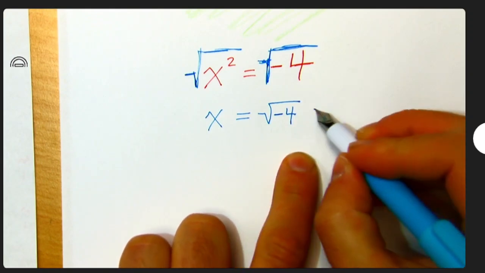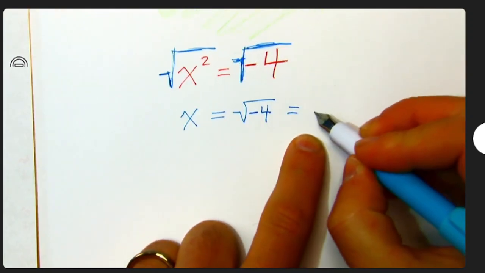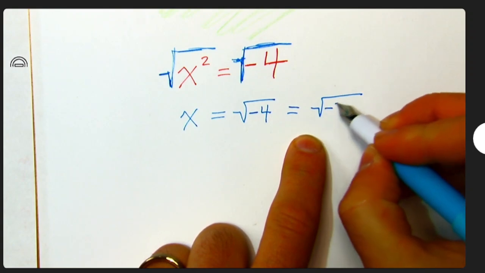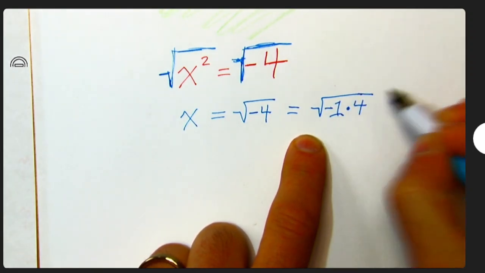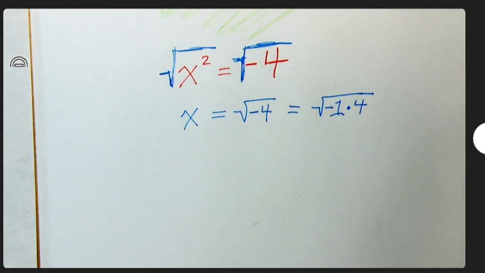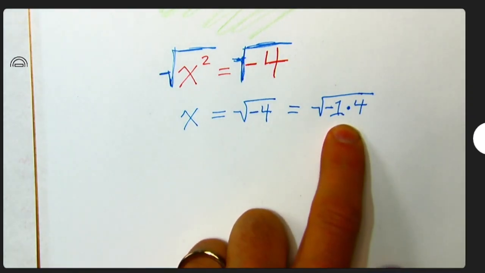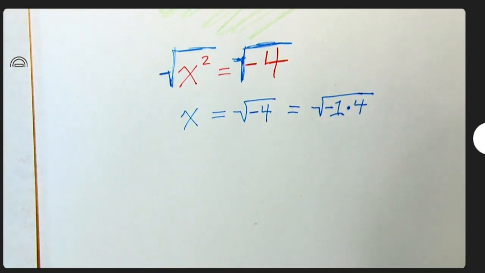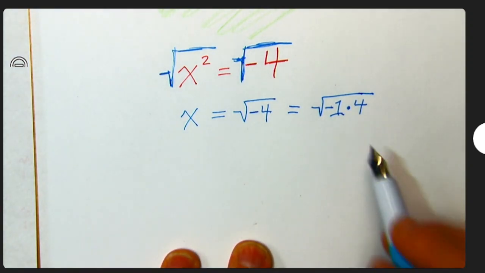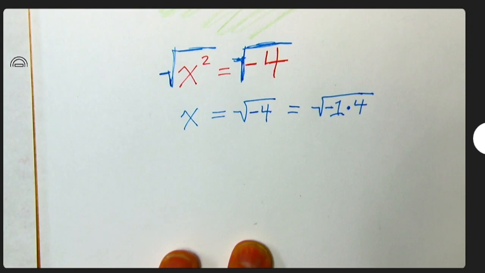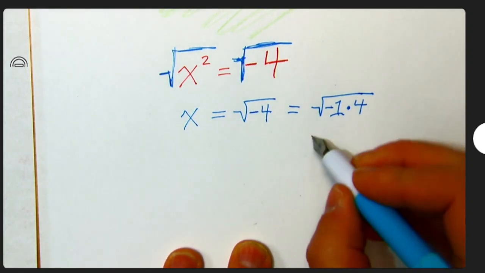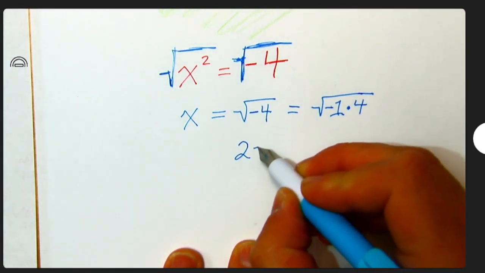So let's just try to simplify this then. Let's say that the square root of negative 4 is equal to the square root of negative 1 times 4. Can we simplify this? What can we simplify out of this radical? Yes, Finn? Negative 1 times 2 times 2, and then the 2 can pop out, right? Or, in other words, the square root of 4 is 2. So let's do that. 2 times the square root of negative 1.